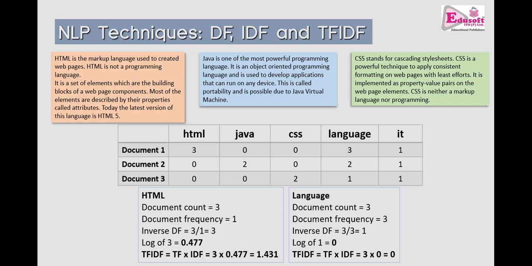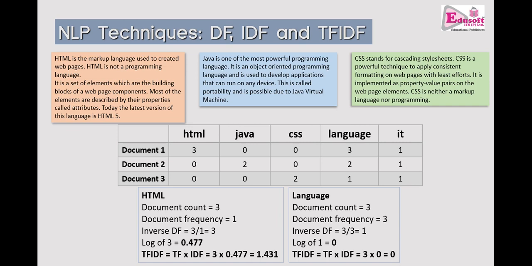Now, why do we do that? Why do we go for such a complicated approach? The reason is that when you are processing many documents, there are certain terms which appear many times and certain terms which appear fewer times. For example, document 1 is talking about HTML, but HTML is appearing only 3 times here. Java is appearing only 2 times. CSS is appearing only 2 or 3 times. But the word language is appearing so many times in all the documents. So language seems to be very, very high.